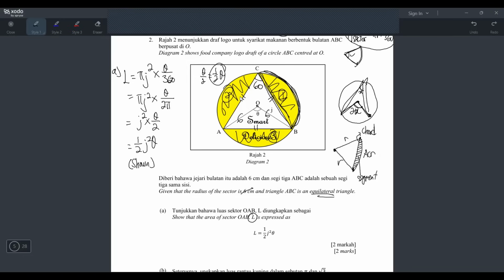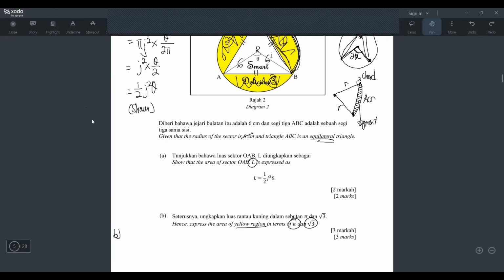So what you can do is find the area of one segment and then multiply by 3 if you want to do it fast, because all these 3 segments are the same size. Because of this equilateral triangle, when you put it in, they will just be the same. That's why what I will do now is find the area of one segment and then multiply by 3. Let's see how many marks.